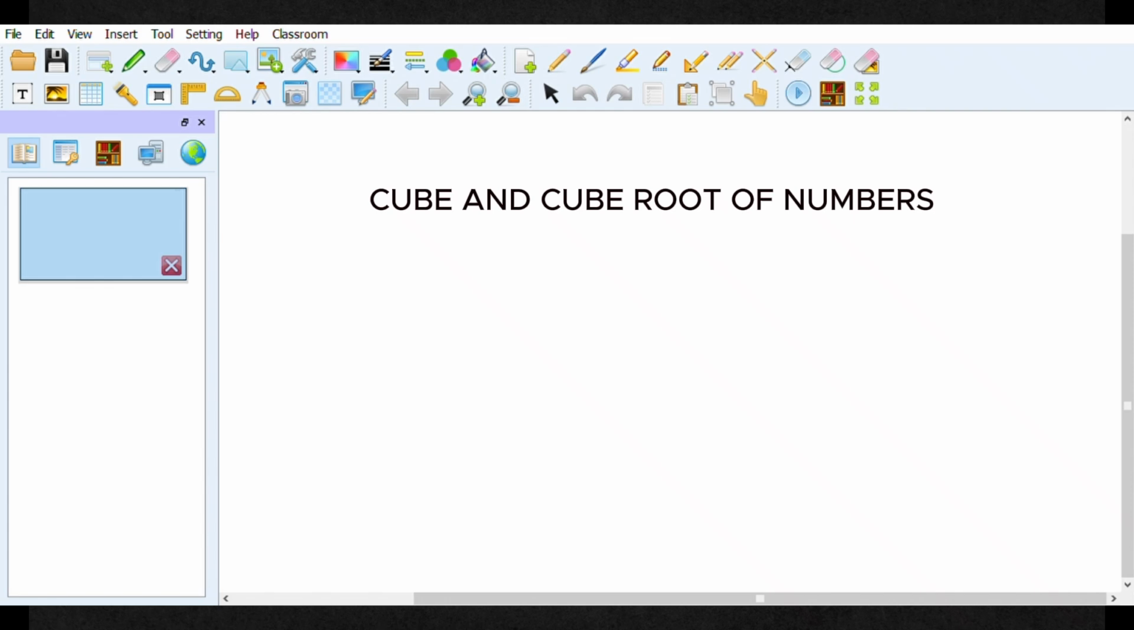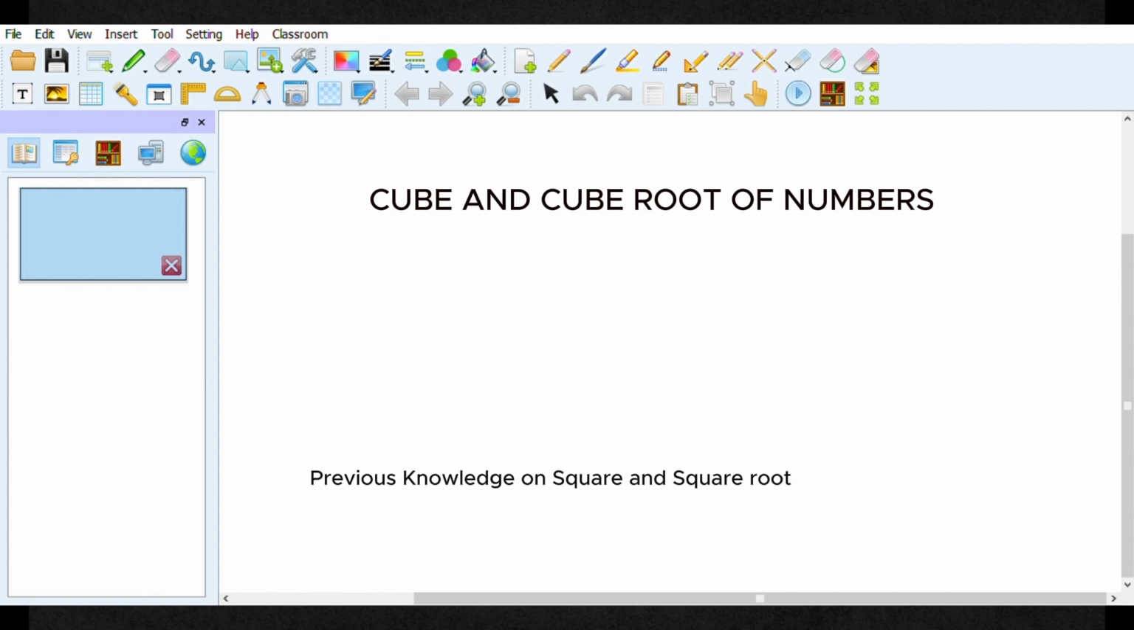This class is a continuation of our last lesson on squares and square roots. In today's class, we're going to be looking at cube roots and cubes. So, we're going to be looking at the cube and cube root of numbers. However, before we proceed, we will take a quick review of the last lesson. In our last lesson, we talked about squares and square roots.